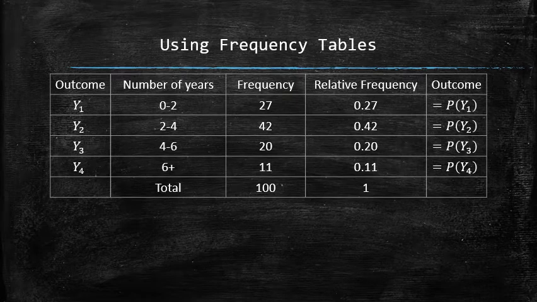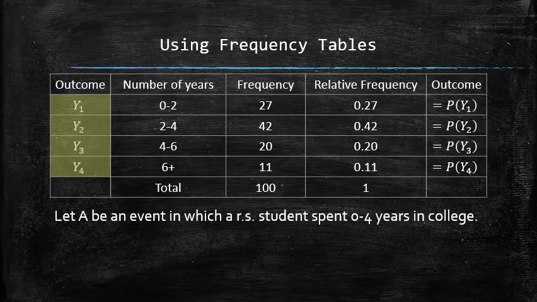Now that we understand the experiment and its simple outcomes that form the sample space, we can start defining different events. Before we do that, let's draw the Venn diagram that includes the 4 simple outcomes. Let A be an event in which a randomly selected student spent 0 to 4 years in college. As the Venn diagram suggests, the event A is made of the 2 outcomes, Y1 and Y2, so its probability is 0.27 plus 0.42 equals 0.49.